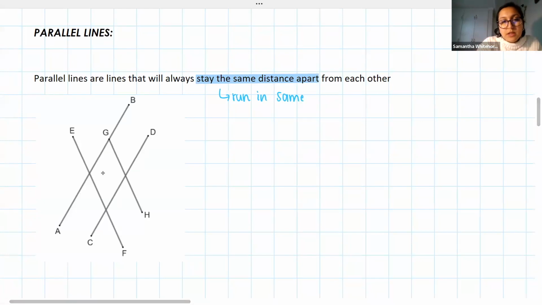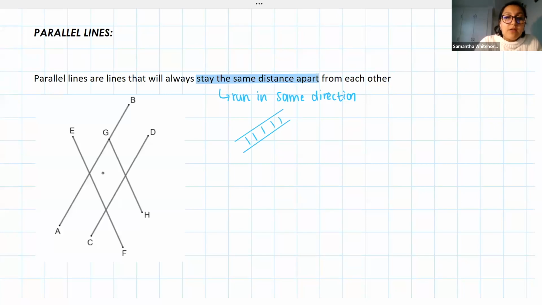So you can almost think of train tracks. Direction. Sorry, I forgot how to spell direction there for a second. If you think of train tracks, they run in the same direction. They need to carry a train somewhere. They remain the same distance apart all the way along their length. And so they are an example of real life parallel lines.